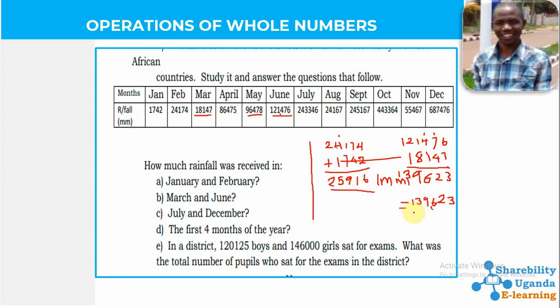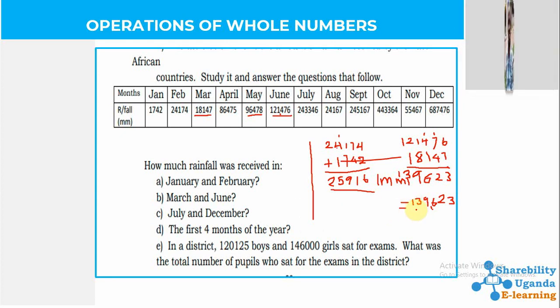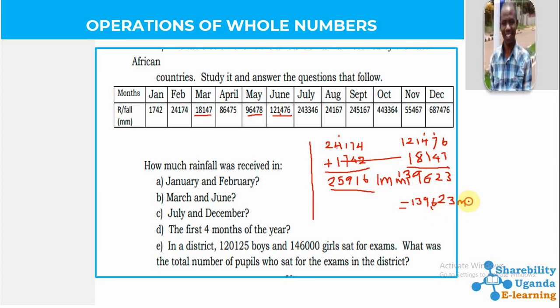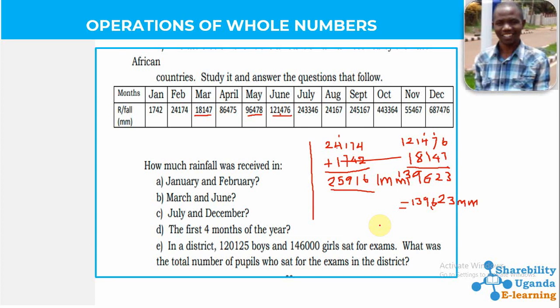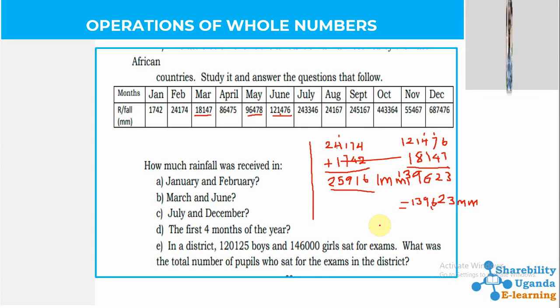We shall be having our 139,623 in what? In millimeters. Okay, please ensure that you write this very well, such that you can be able to get your answer correct, not left hanging. Okay, so they are also asking about July and December. You still do the same approach to get the right answer.